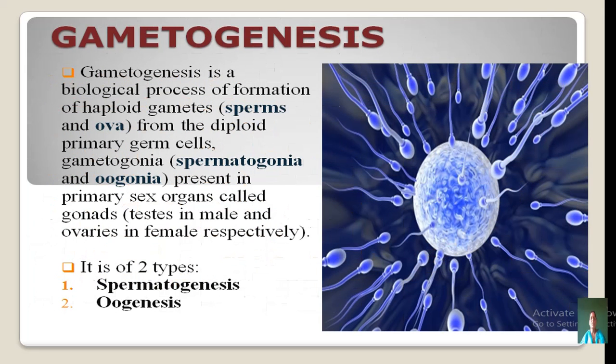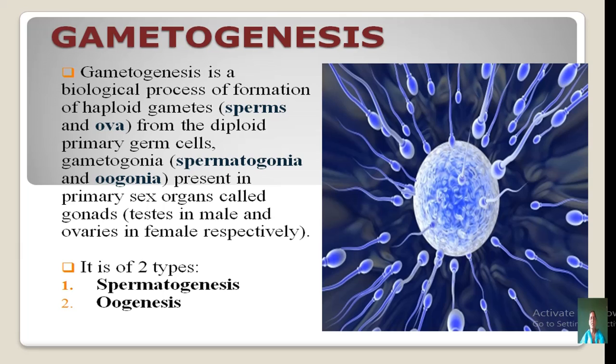Before going to discuss spermatogenesis, we should know what gametogenesis is. Gametogenesis is a biological process of formation of haploid gametes. Haploid gametes are sperms and ova. These gametes are formed from the diploid primary germ cells. Those cells are called gametogonia. They are named spermatogonia in males and oogonia in females.